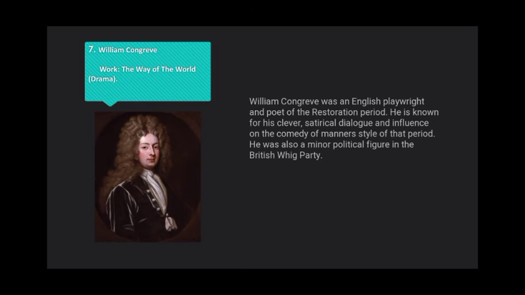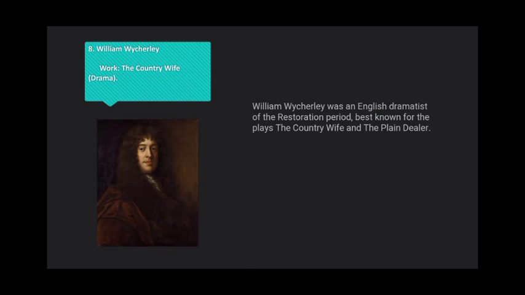Number 7, William Congreve. The work is The Way of the World, drama. The last is William Wycherley. The work, The Country Wife, drama.